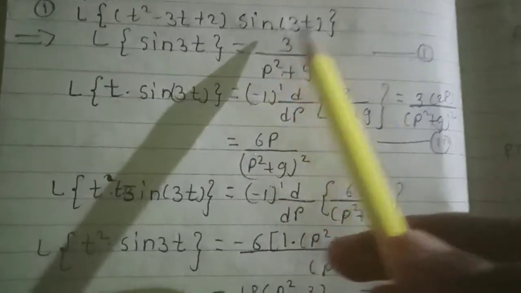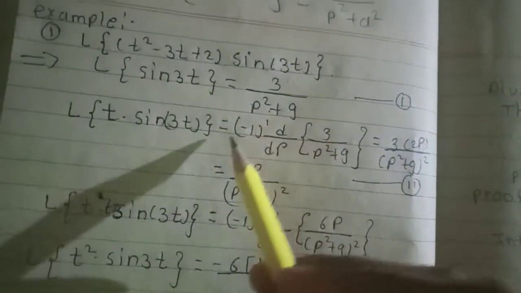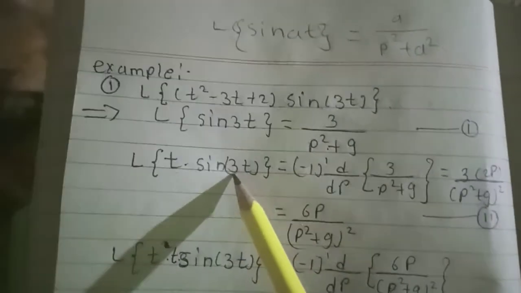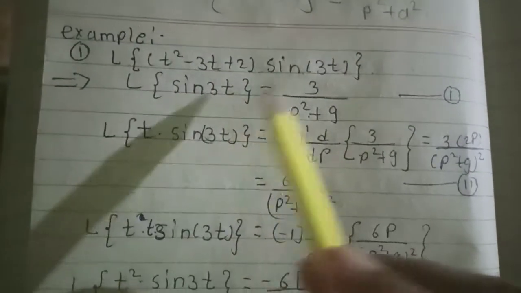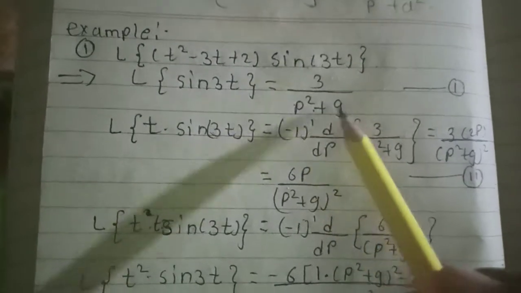We know the Laplace transform of sine 3t. I first write the Laplace transform of sine at formula. The first formula is: the Laplace of sine at is equal to a divided by p square plus a square. This is the formula for the Laplace transform of sine at. So we use this here, where a is 3. So the Laplace transform of sine 3t is equal to 3 divided by p square plus 9.